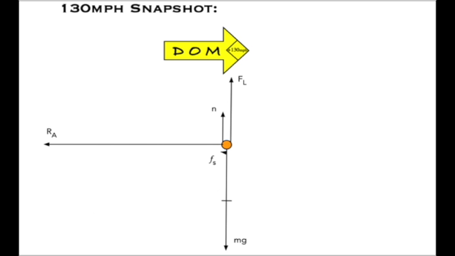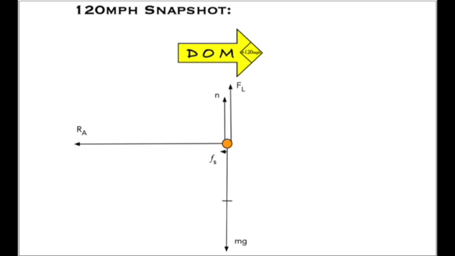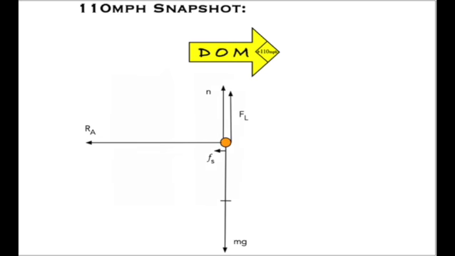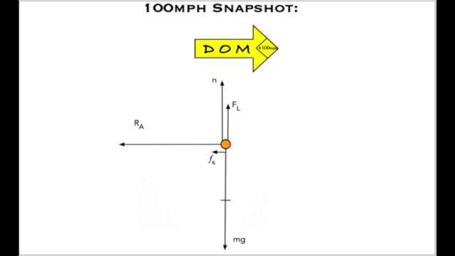So now we're going to start to slow down just by taking our foot off the gas initially. So here we go. Now we've taken the foot off the gas. Notice there is no forward force. The only force in the horizontal is air drag. 120, 110, 100. Notice air drag's dropping off quickly.